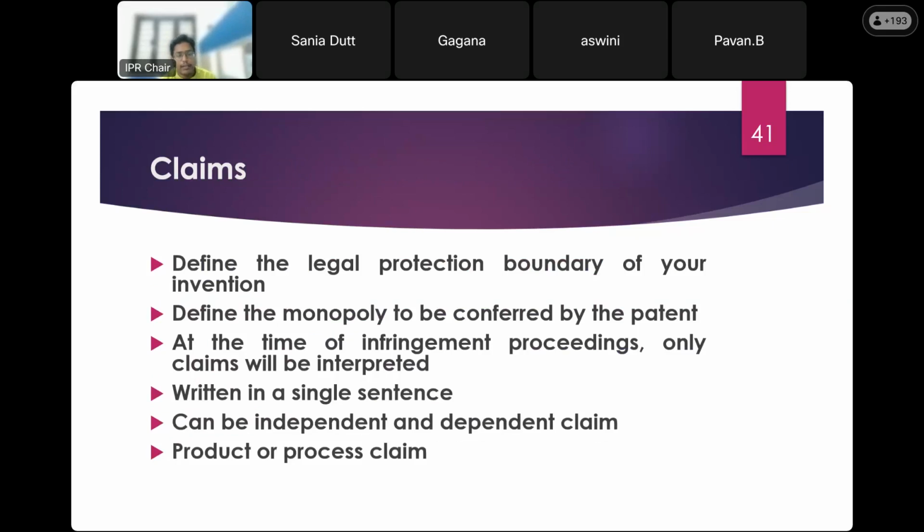That description, the patent attorney will be writing in a legal language, which is called the claims. So it defines the legal protection boundary of your invention. What exactly is the novel element, which contains an inventive step and industrial application? That one only you can claim. That you will be writing in the claims in legal language, which will be protecting your invention. It defines the monopoly to be conferred by the patent. That is the monopoly you are going to get.